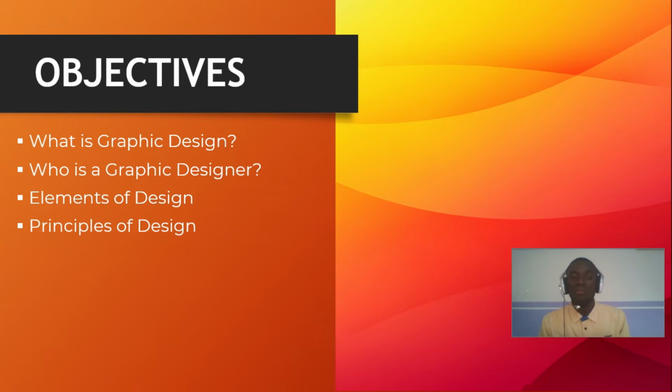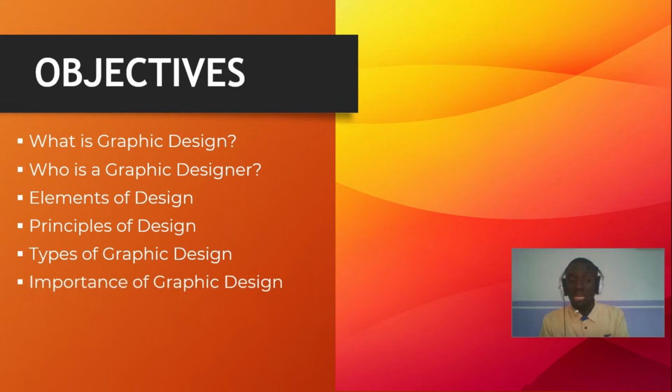And then the fourth one is principles of design. These two are the key things that any graphic designer out there needs to understand. If you want to enter the graphic design business, you need to know these elements and principles. Very important. And then we'll be talking about the types of graphic design, and the last one, the importance or value of a graphic designer in your company, your school, or any institution.